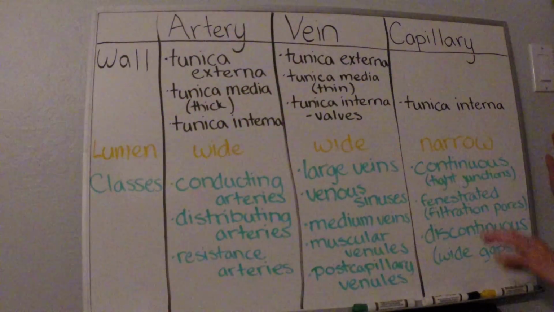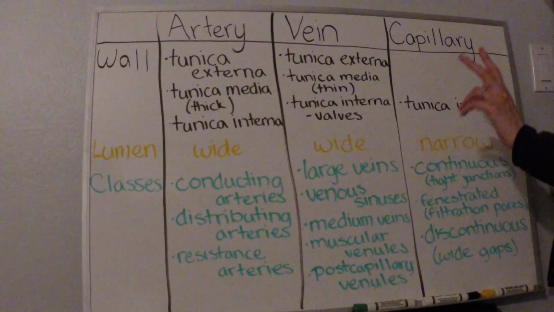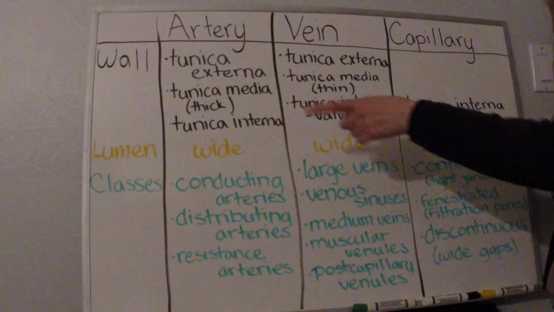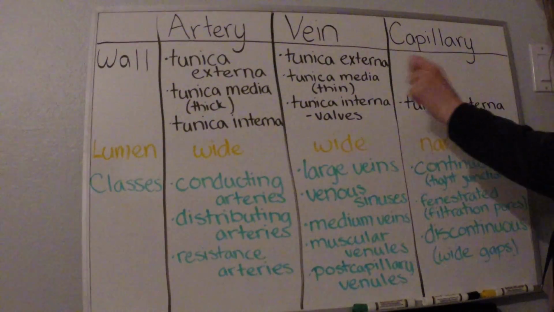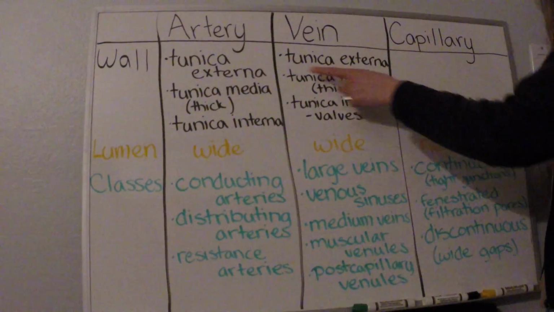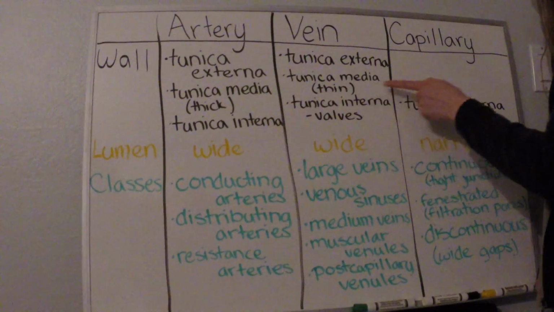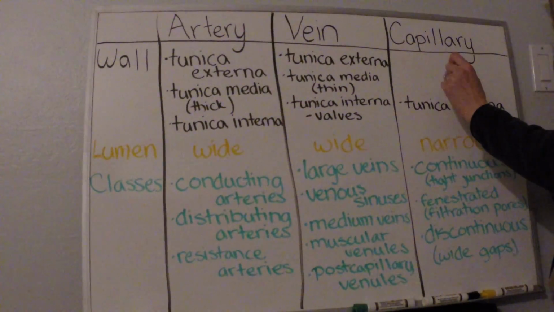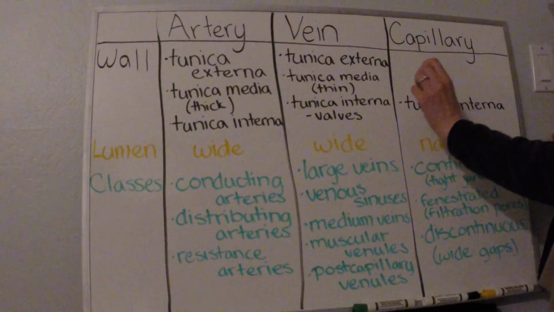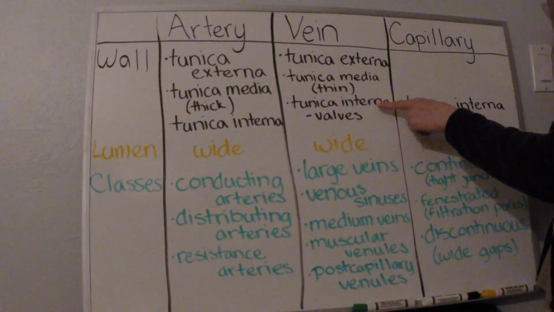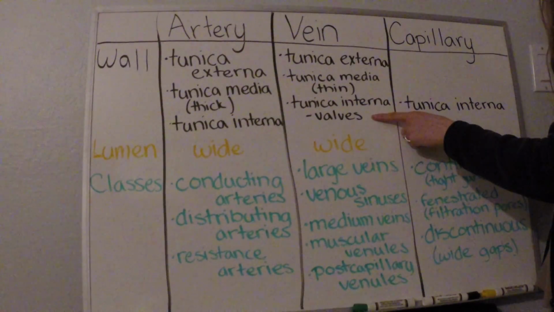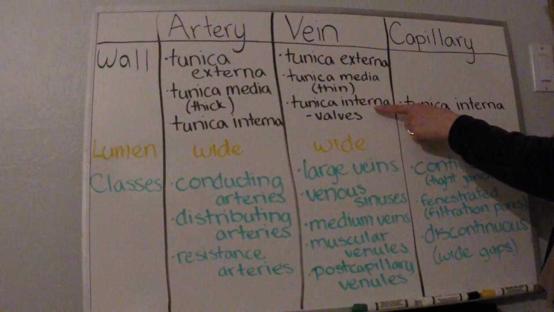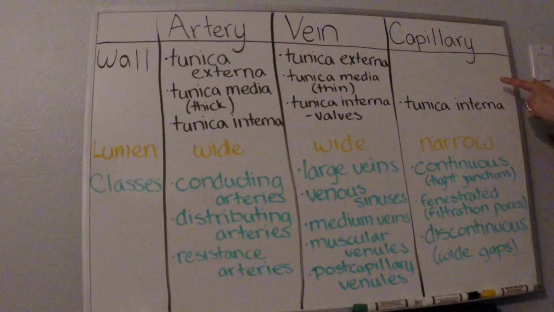Arteries and veins are very similar as far as their wall. They both have the external layer, which is called the tunica externa, and then the medial layer, which is the tunica media. In an artery, it's much thicker though than it is in a vein. And then the innermost layer is the tunica interna, which in the vein, some of the veins have valves. That is also from this tunica interna.